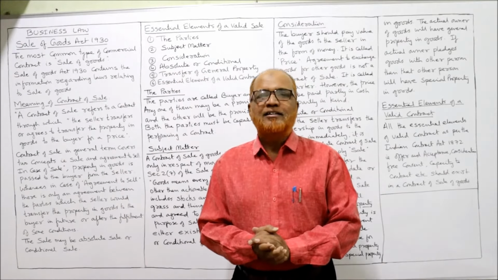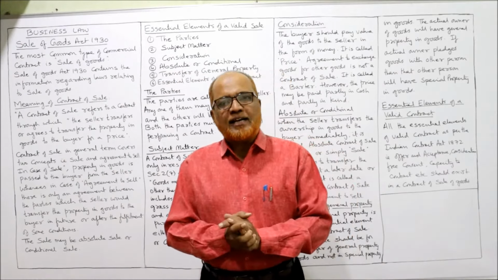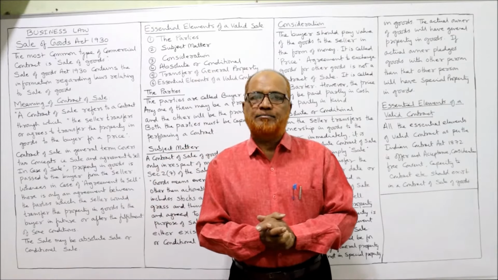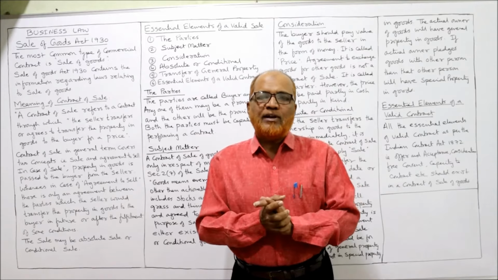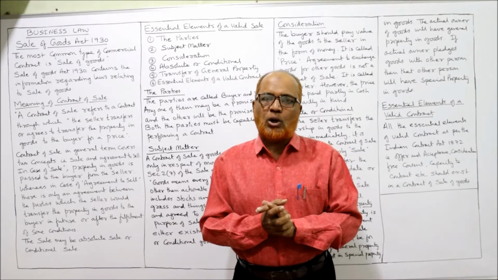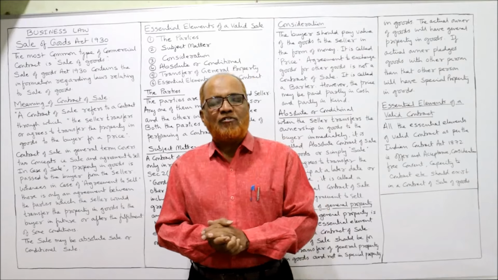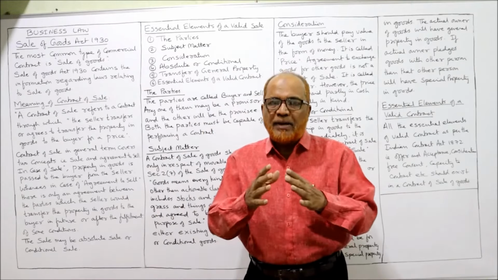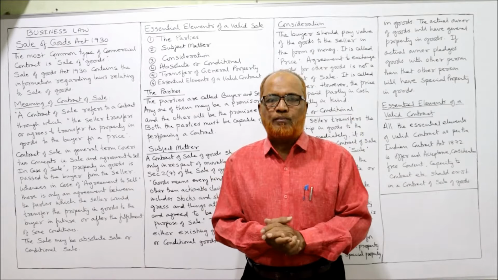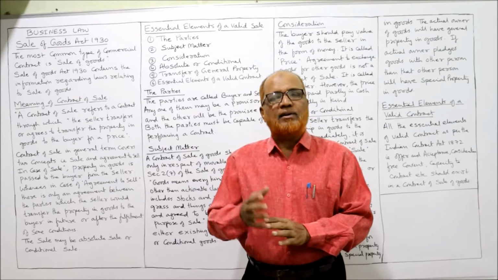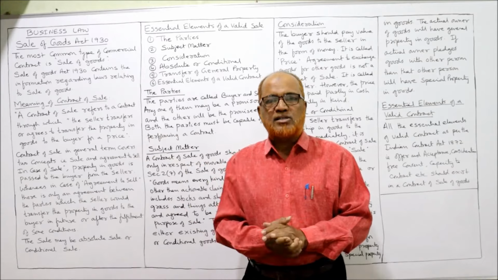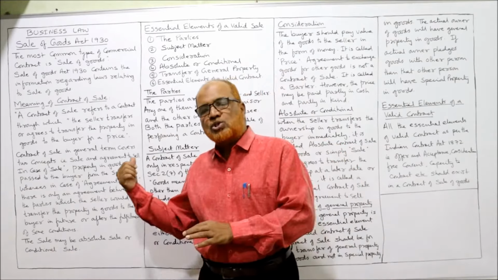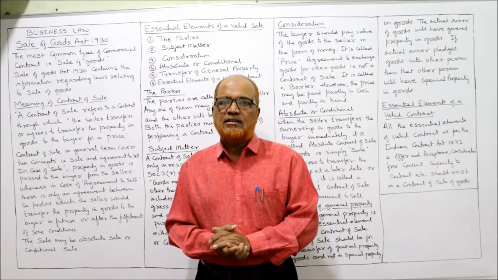I am Hasham here. So now I am going to start the second law, that is Sale of Goods Act 1930. We are doing the videos on business law. Already in the last so many videos I have prepared on Indian Contract Act 1872. That is the biggest act in business law. Apart from that, we have Sale of Goods Act, Companies Act, etc. So other acts I am going to cover now. First of all, I am going to start Sale of Goods Act 1930.